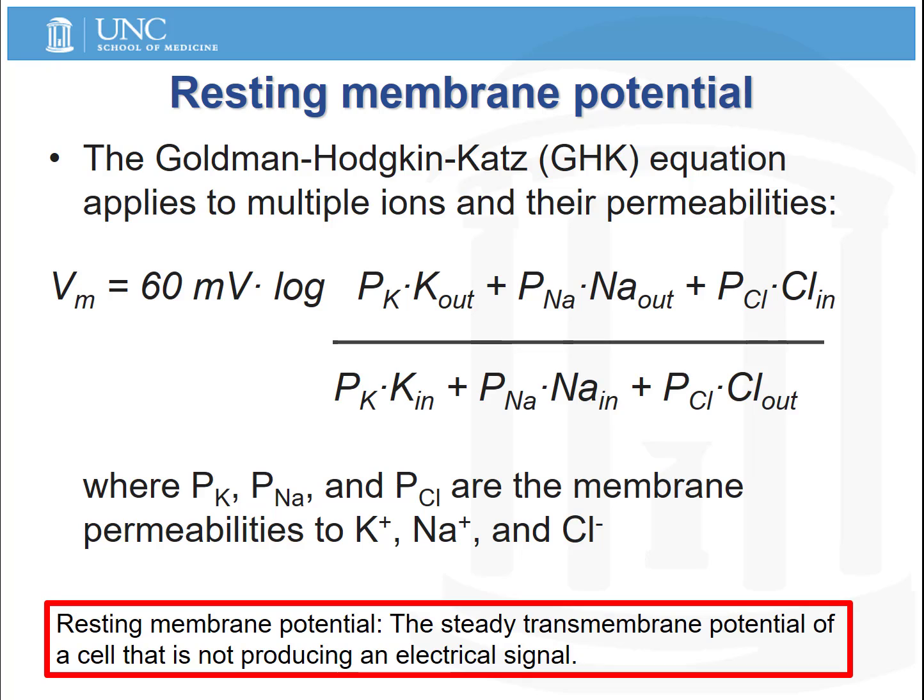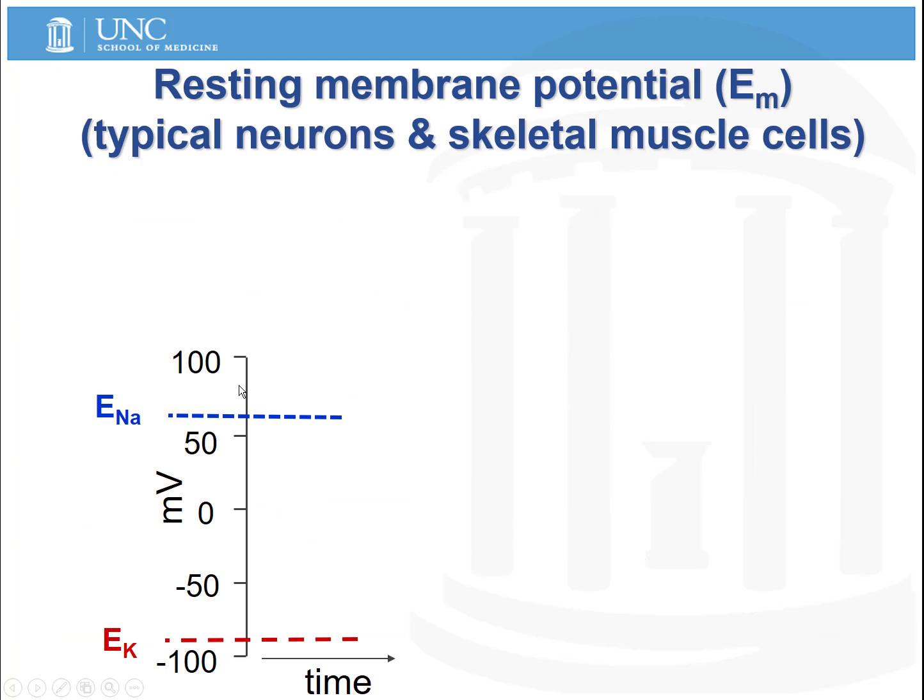And to calculate this membrane potential, we just take that same constant of 60 multiplied by the log of the permeability of each ion times the ion's concentration outside the cell, divided by the permeability of the ion times the concentration of that ion inside the cell for each ion.